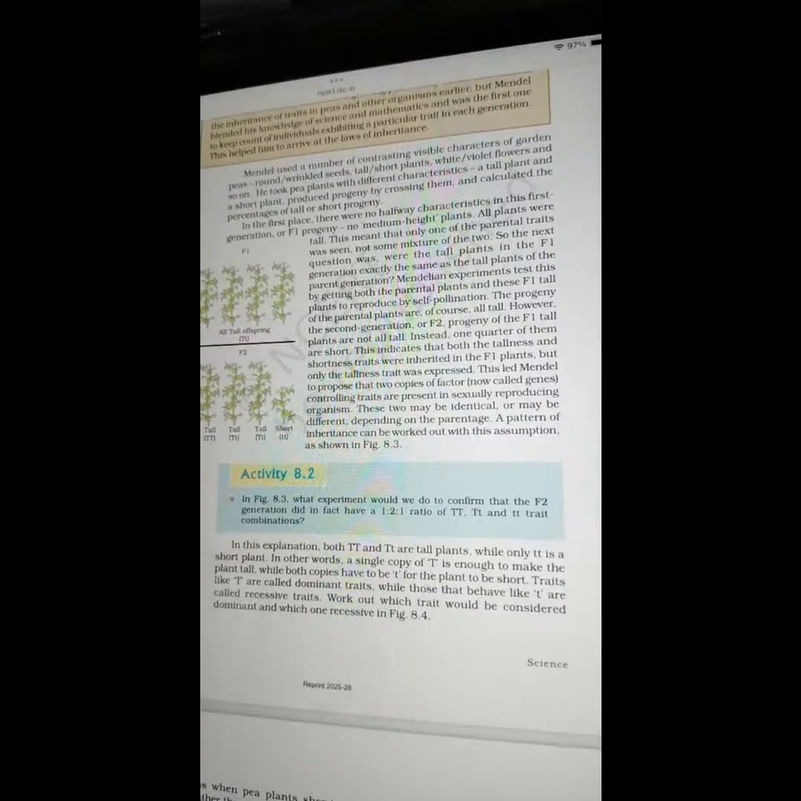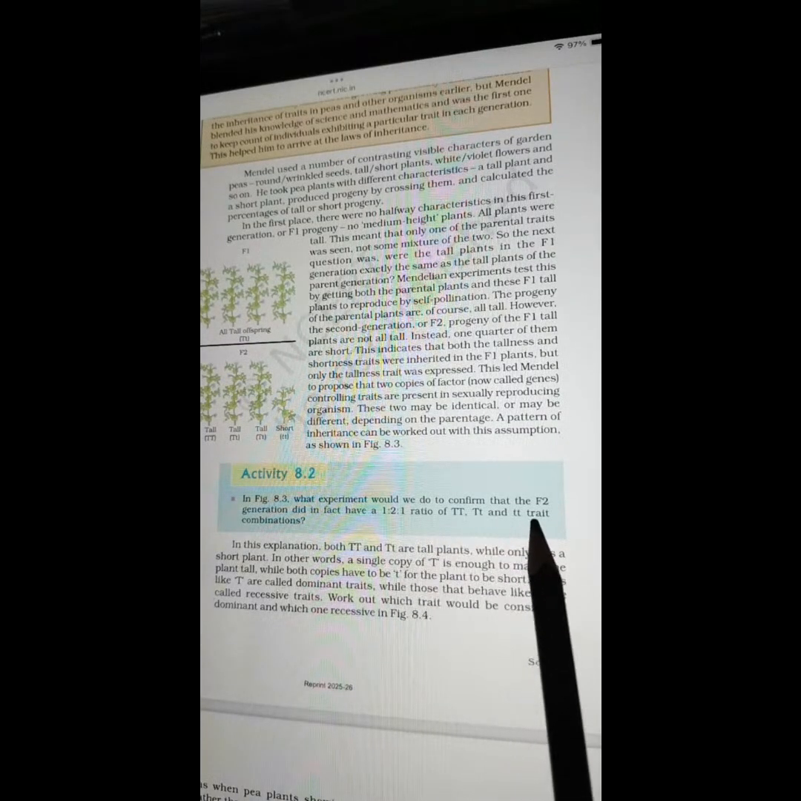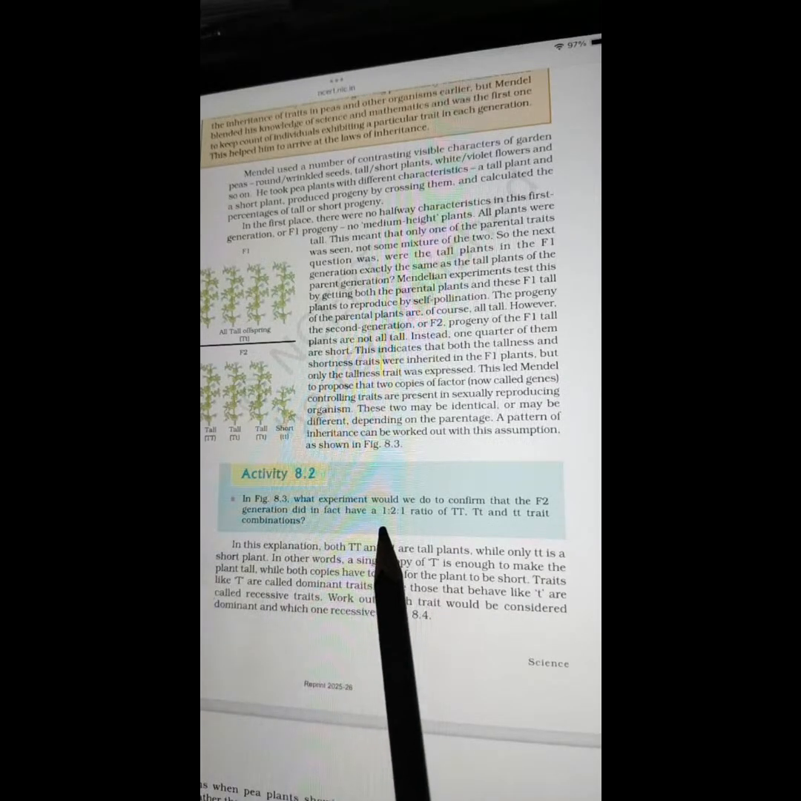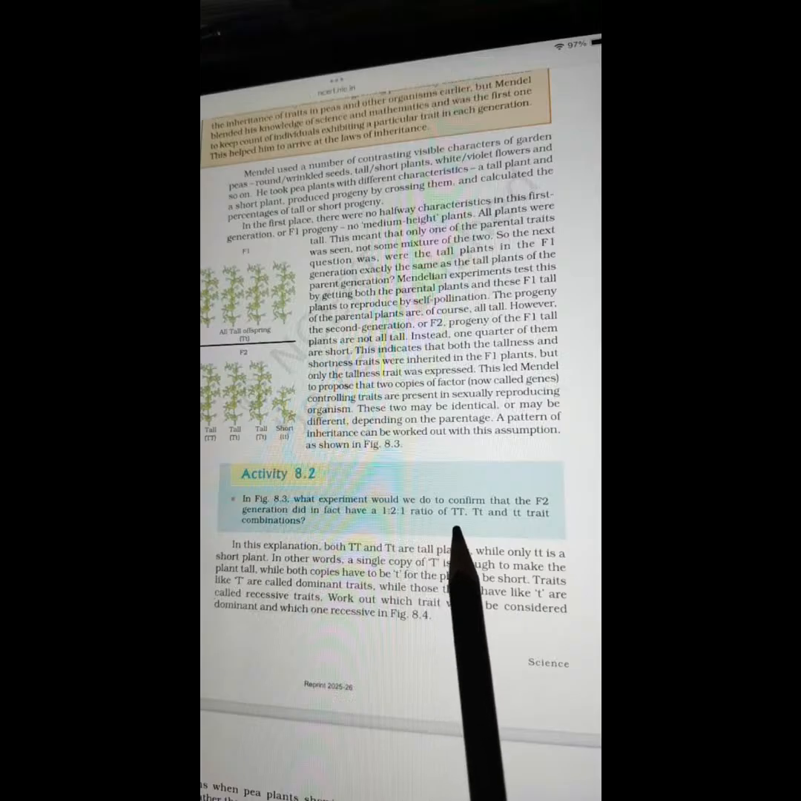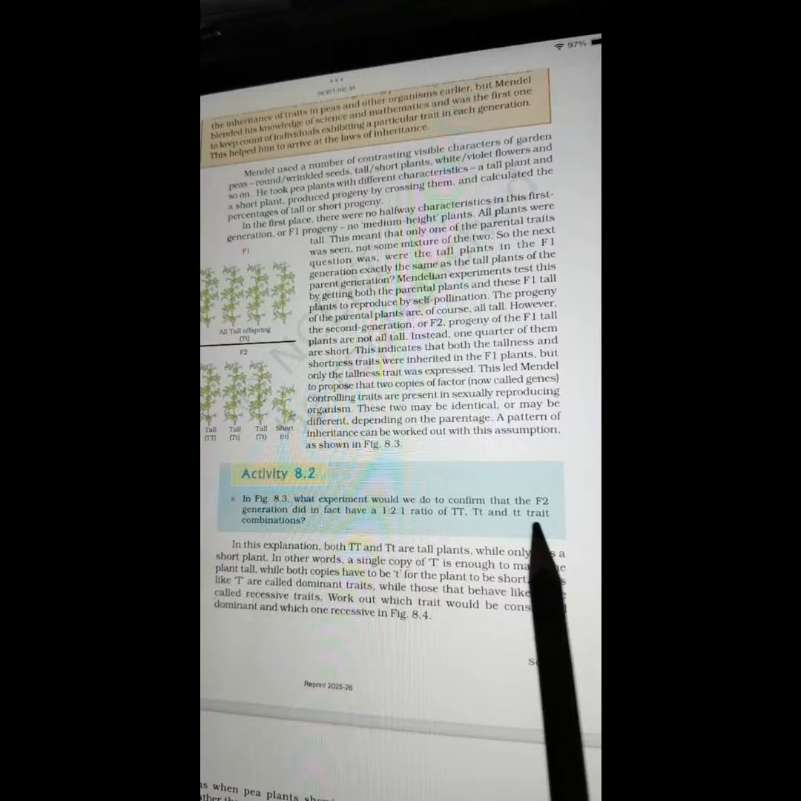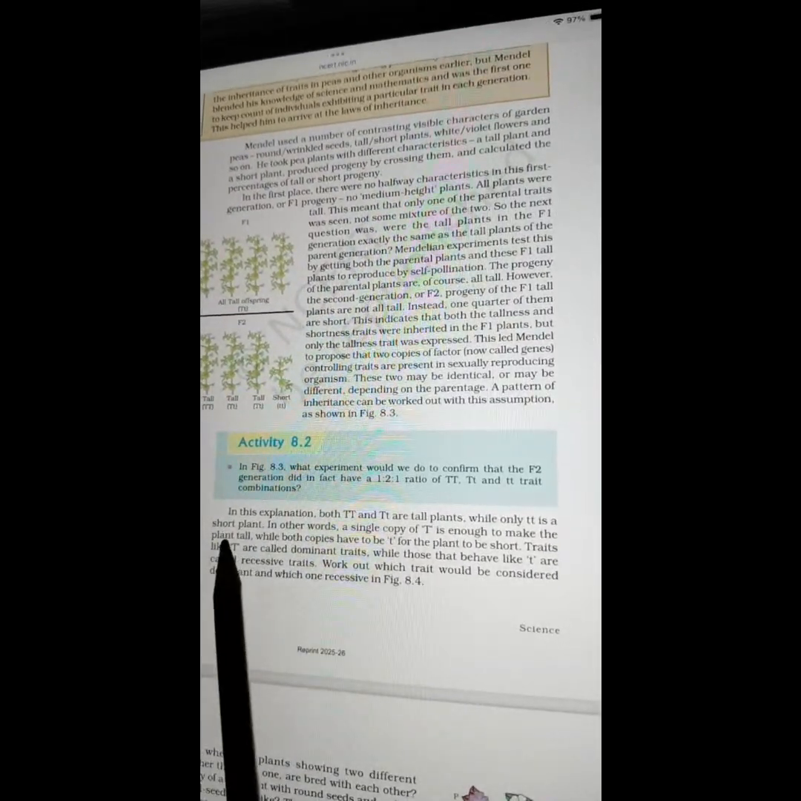Activity 8.2. In figure 8.3, what experiment would we do to confirm that the F2 generation did in fact have a 1 is to 2 is to 1 ratio of TT, Tt, and tt trait combinations? Last paragraph of this page.